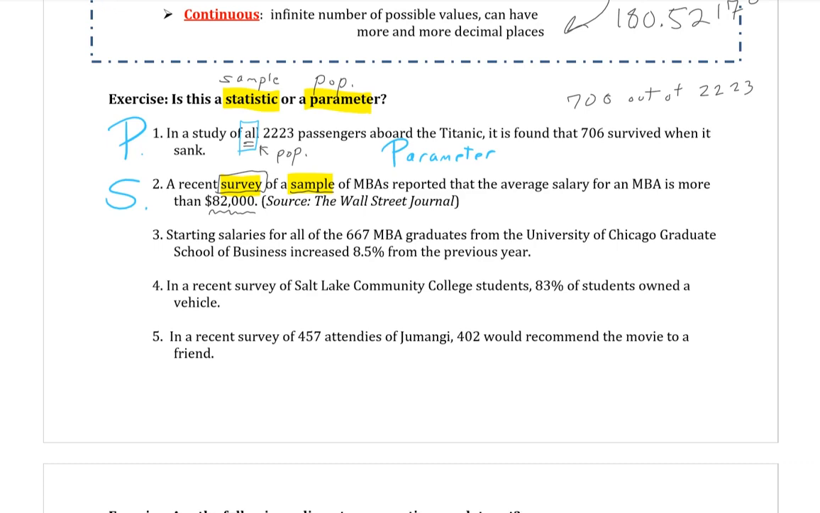With that in mind, with a couple examples, I recommend pausing and trying 3, 4, 5 on your own and seeing how you do. Then unpause and check your answers here.